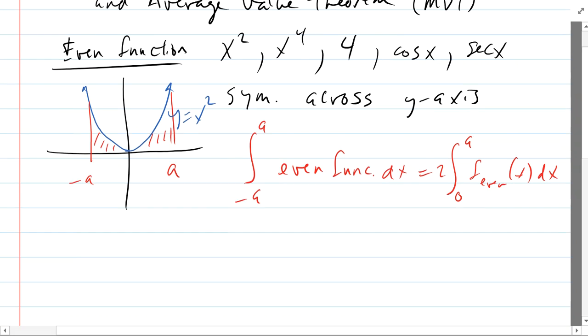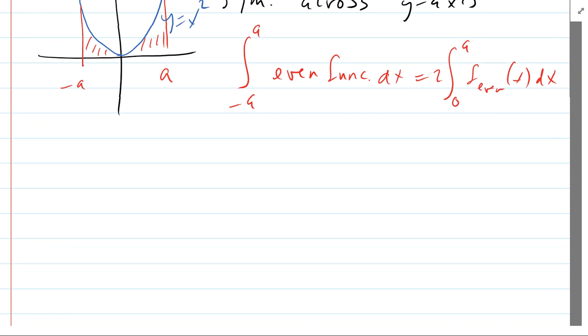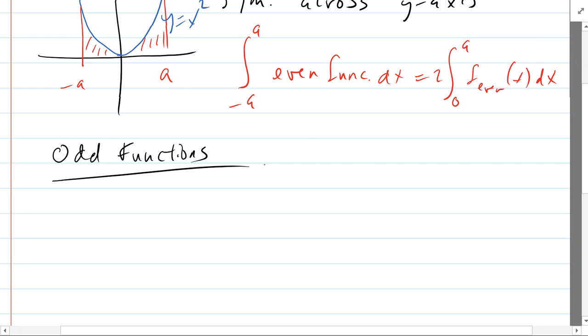Okay, what about odd functions? Odd functions, x cubed, x to the 7th. What are the trig functions? Sine, everything else. Cosecant x, tangent of x, right? All the rest. They're all odd.